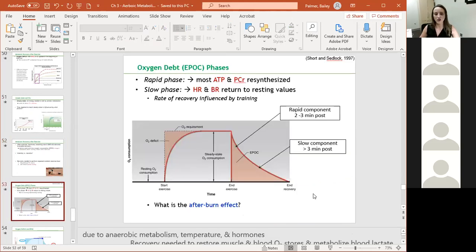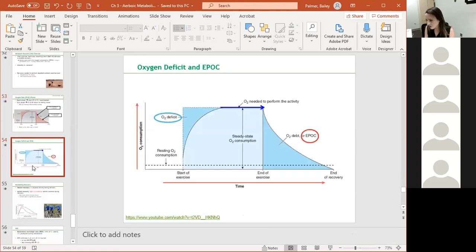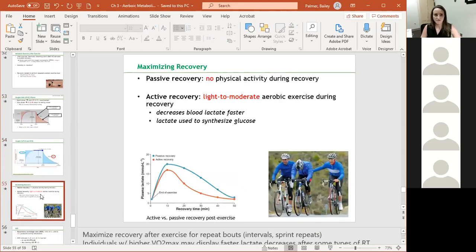So EPOC, we know it's where we're consuming excess oxygen to decrease our heart rate, our blood pressure, decrease our temperature, clear away acidity. So basically returning to homeostasis. So it's getting back to our rested level. And then this picture here just kind of puts it all together. Let's move on to active versus passive, something else you have to be familiar with.